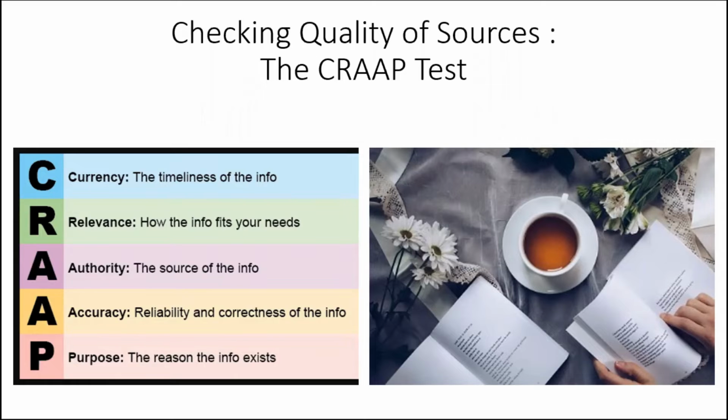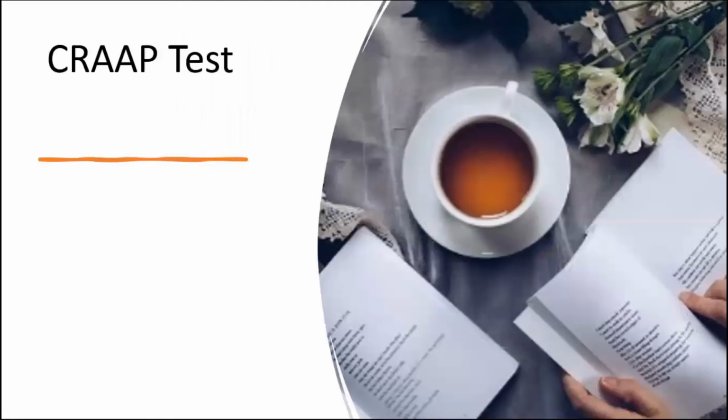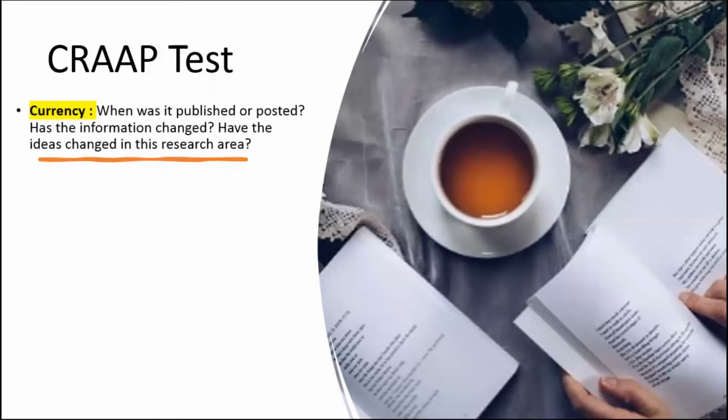Okay, so let's go over those in a little bit more detail. The C is currency, which relates to when it was published or when it was posted, if it's online. The idea here is to see if the information's changed. You might only be asked to investigate research that is in the last 10 years. You probably have a time limit of where to go back to.